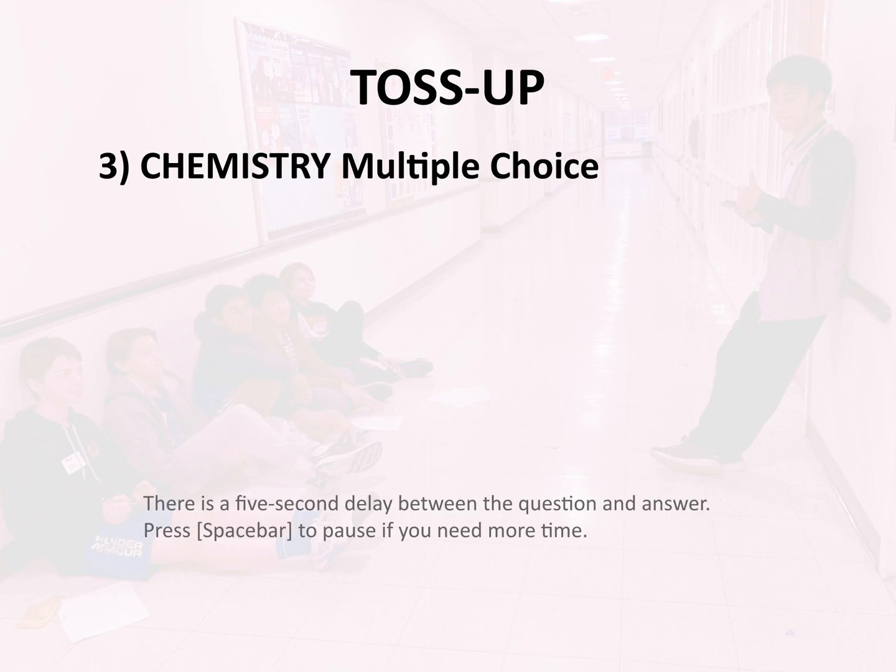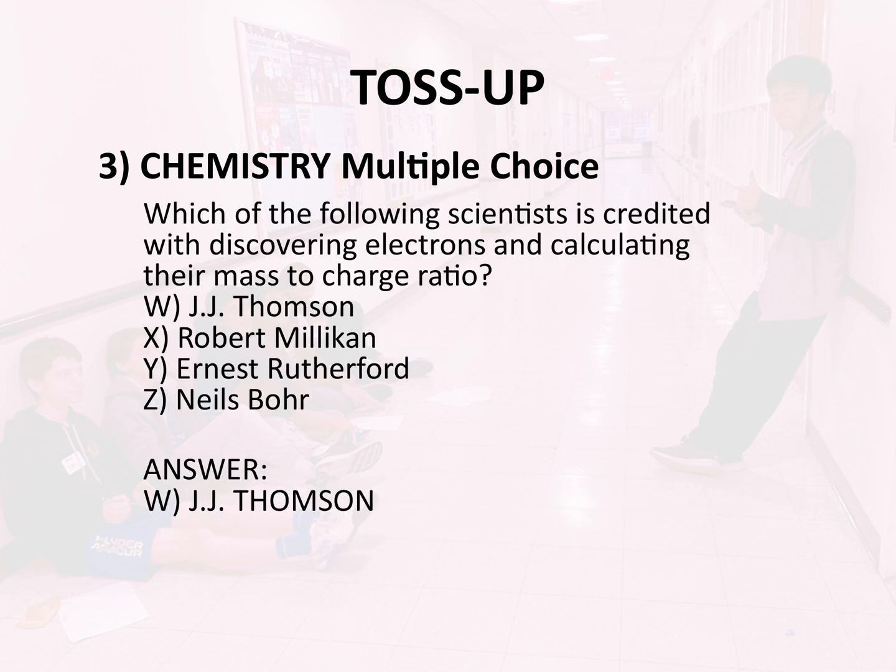Toss-up 3. Chemistry. Multiple choice. Which of the following scientists is credited with discovering electrons and calculating their mass-to-charge ratio? W. J. J. Thomson. X. Robert Millikan. Y. Ernest Rutherford. Z. Niels Bohr. Answer. W. J. J. Thomson.